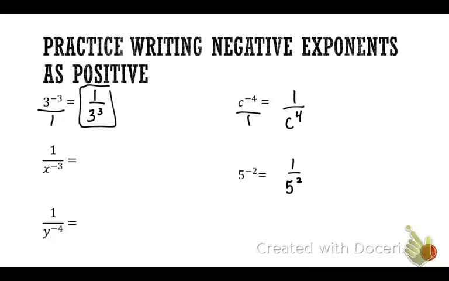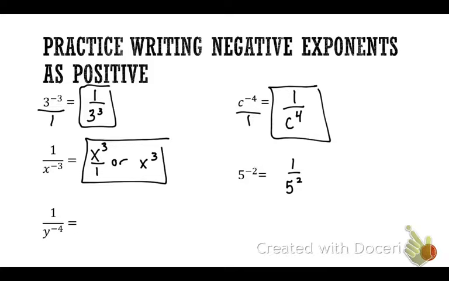So now this becomes x to the third power over 1. But do I even need to put it over 1? That's understood. I could just say x to the third power. All right, either answer. Okay, I want you to do the y. 1 over y to the negative 4th power. I want you to make that positive. Make that one positive.